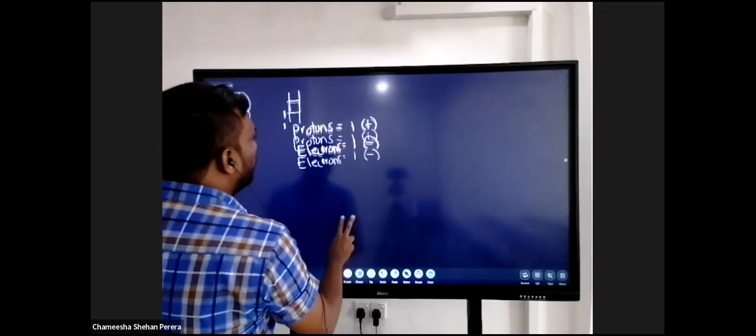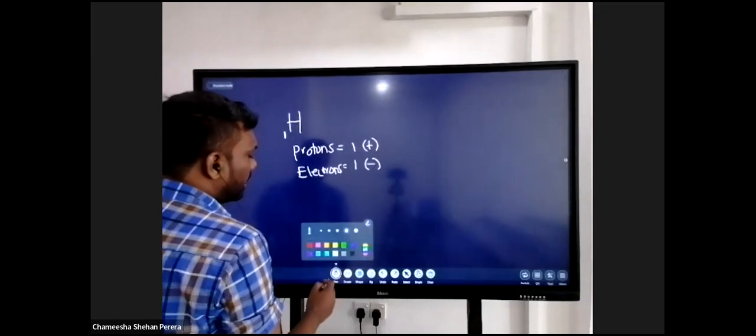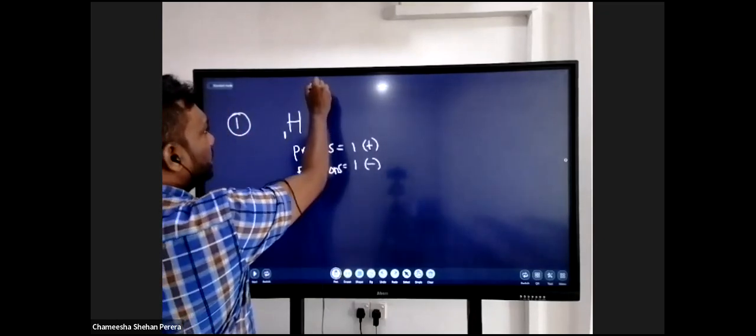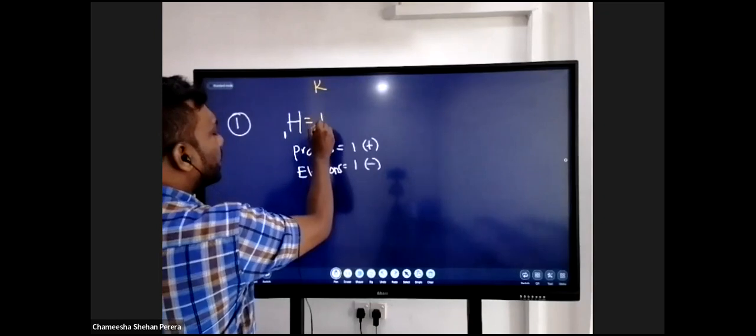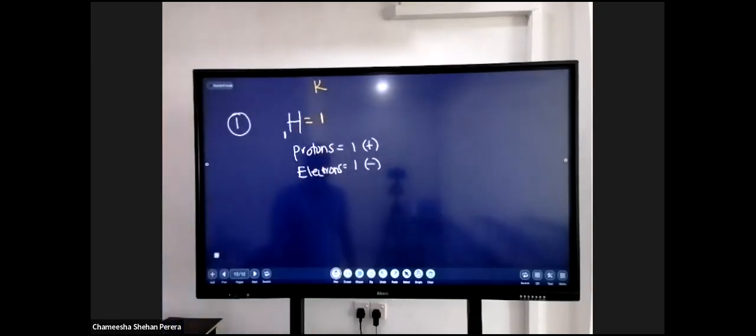So what do we have to do? What is the first energy level? That is the K energy level. In the K energy level, 1 electron can be inserted in the hydrogen atom.